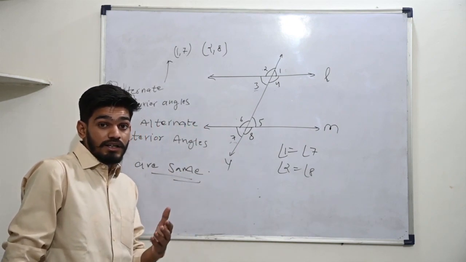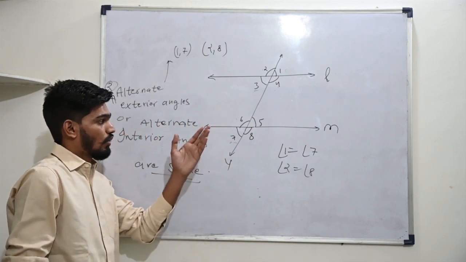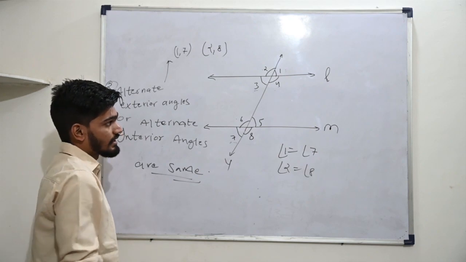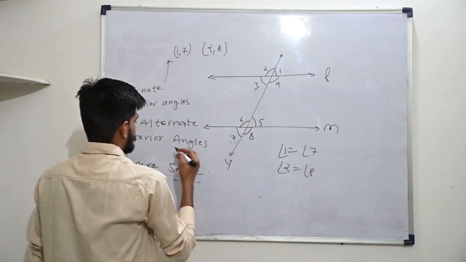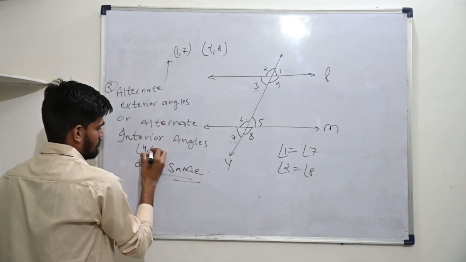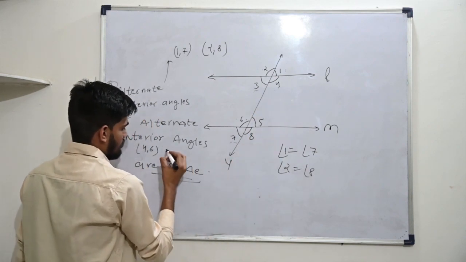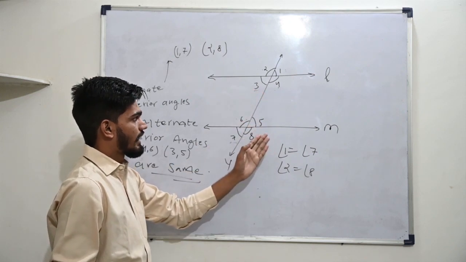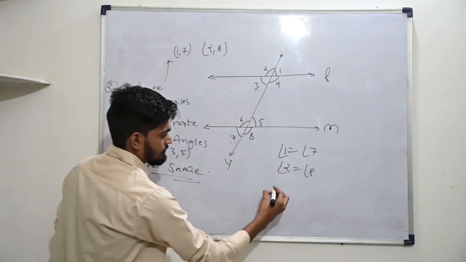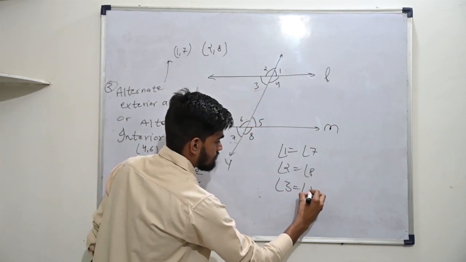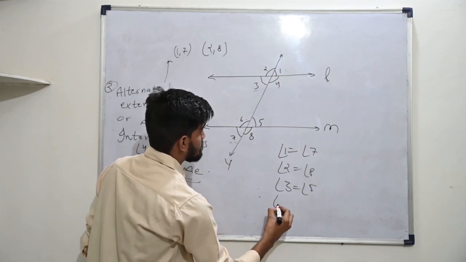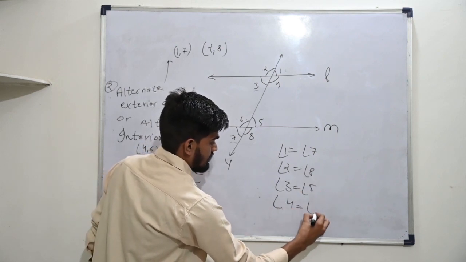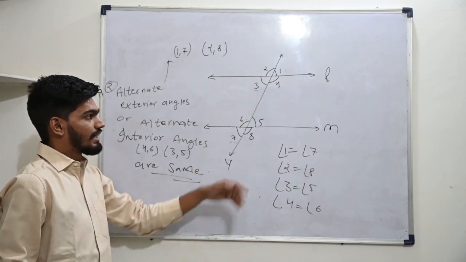As well as alternate interior angles are also same. Now, what are the pairs of alternate interior angles here? Angle 4 and 6, 3 and 5. When the lines are parallel, alternate interior angles are also same. Angle 4 will be equals to angle 6.